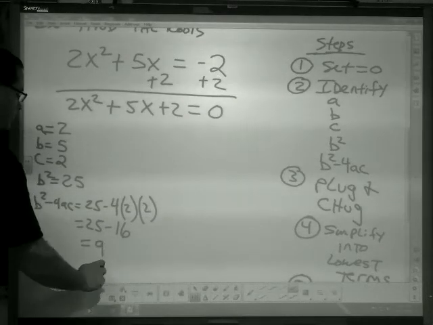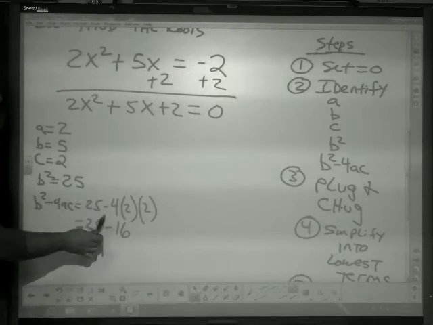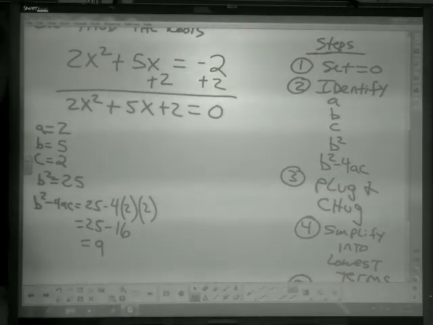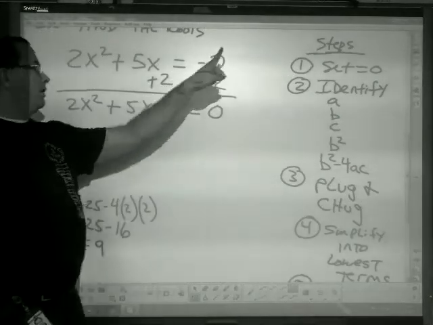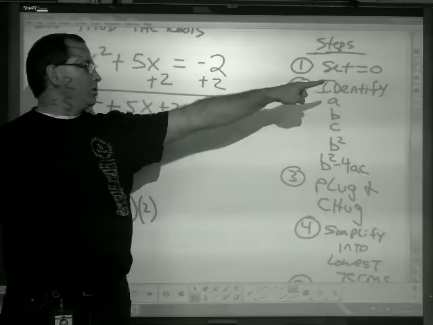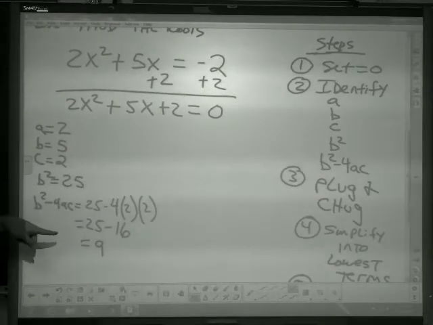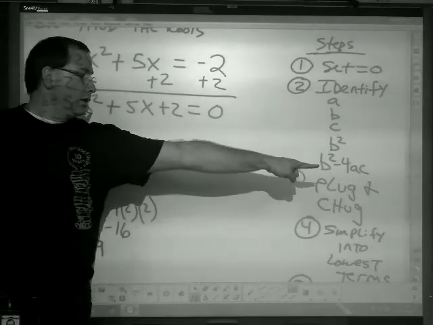25 take away 16 is 9. You'll be able to punch this right in and hit enter on your calculator and you'll get 9. All right, so step 1, equal to 0, got it. Step 2, identify all these pieces. Got it.